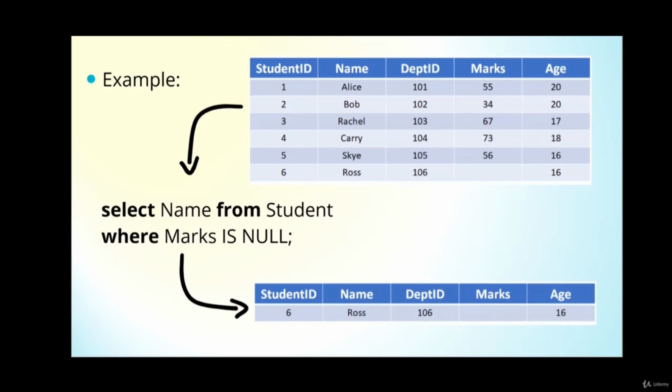So in the output table, details of those students will be displayed who have null marks. Over here, marks of Ross are not given, so his details will be displayed in the output table. This query is very useful if you want to find those students who have null marks. For example, if you want to find those students who have not given the exam, you can execute this query to find that out.